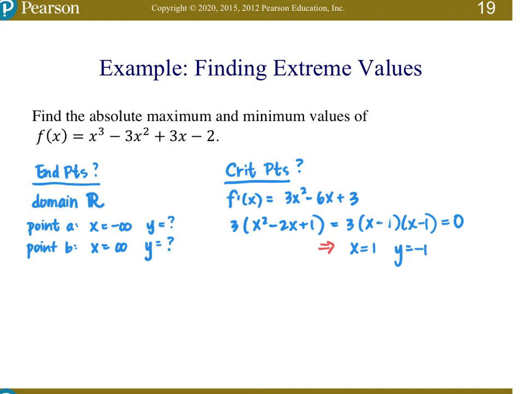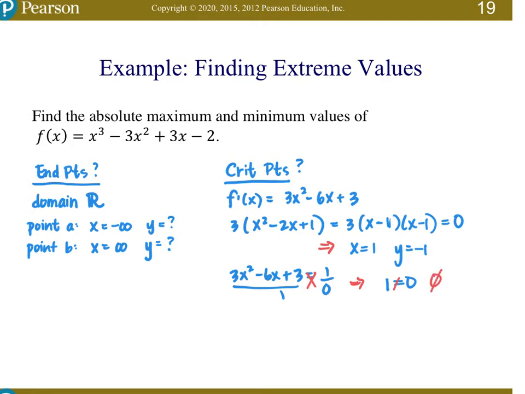Then, as we practiced yesterday, we'll also set our derivative equal to 1 over 0. So 3x squared minus 6x plus 3, we'll set that equal to undefined. Cross multiply there. And that gives me 1 equals 0, which doesn't exist, so there are no critical points.